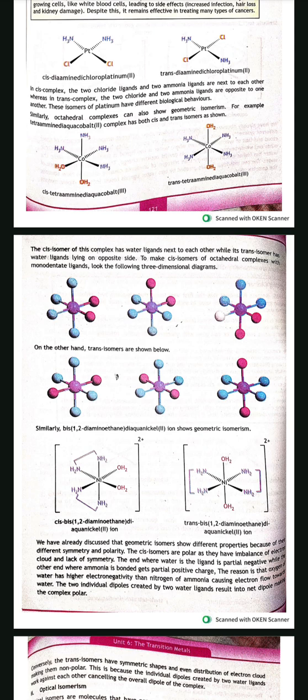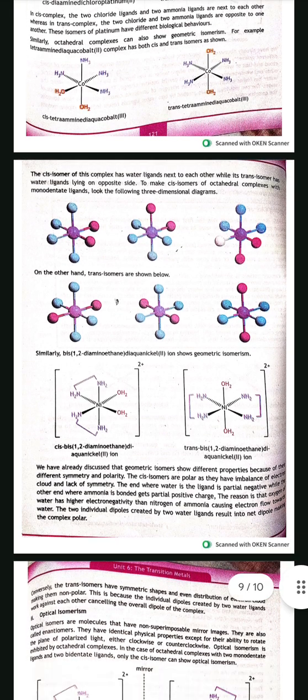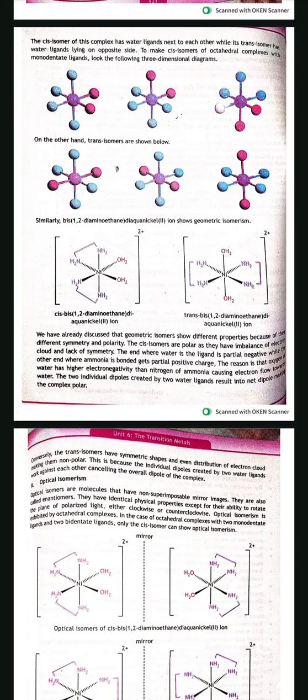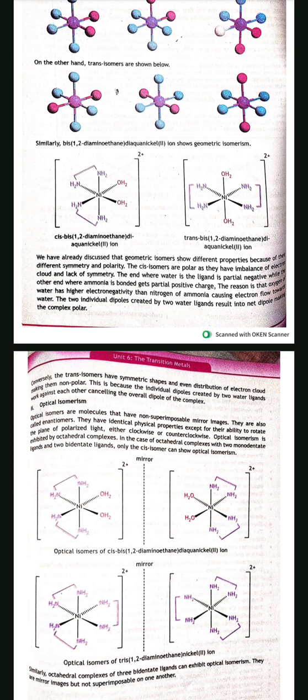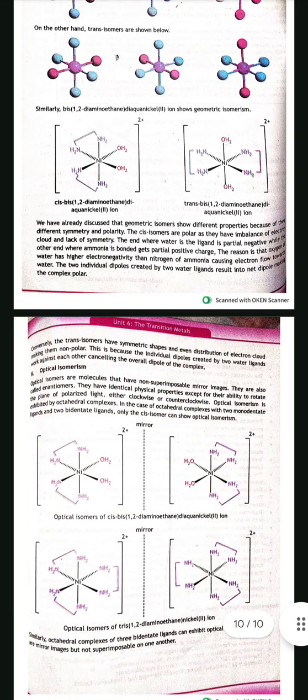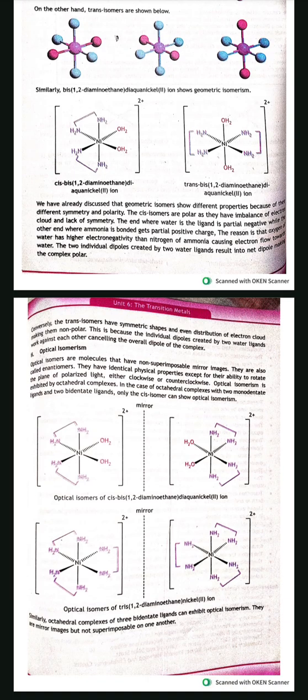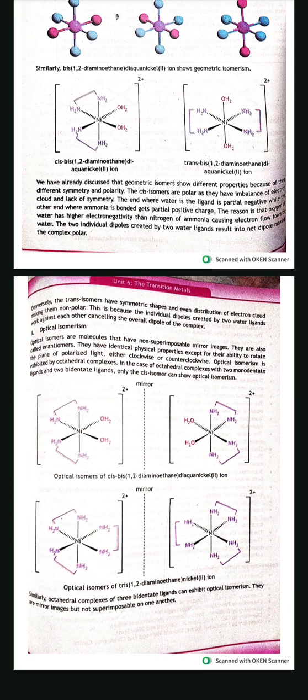Similarly, we have octahedral complexes. They also show geometric isomerism. We have already discussed that geometric isomers have different properties because of their different symmetry and polarity. The cis isomers are polar as they have an imbalance of electron cloud and lack of symmetry. The end where water is the ligand is partial negative, while the other end where ammonia is bonded gets partial positive.